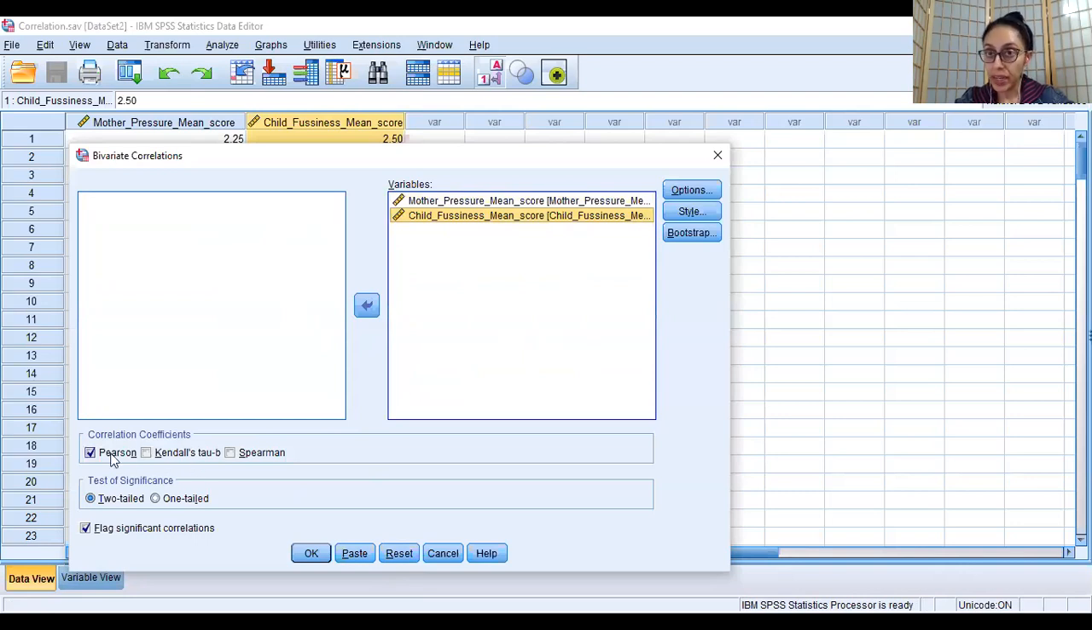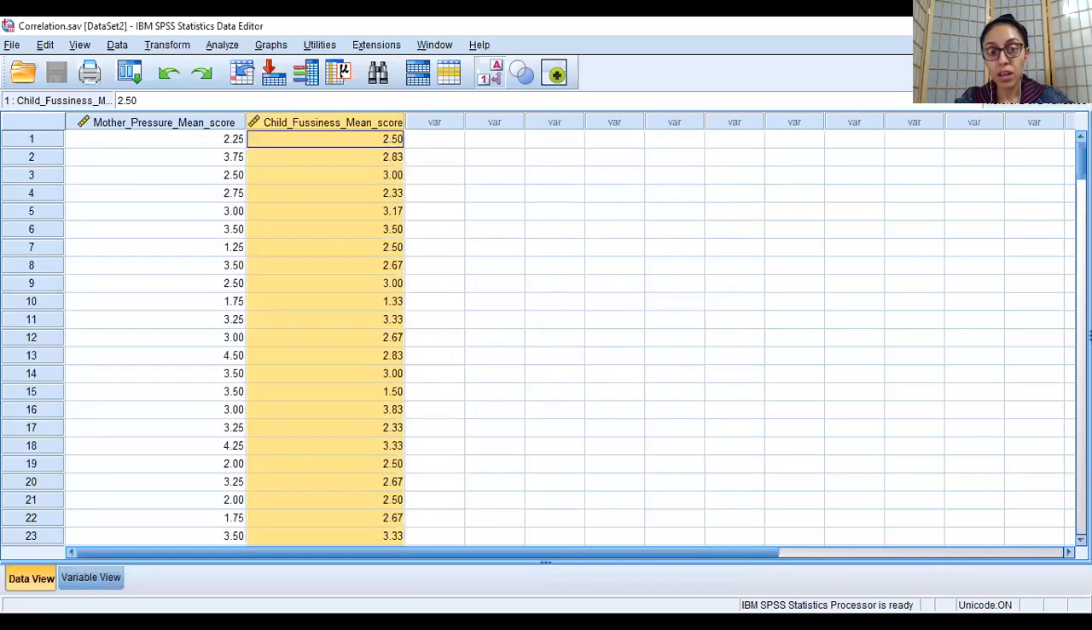Pearson's is automatically ticked for you. You don't have to do anything about it. Everything else is done. You just have to do one thing: bring your variables to this side. That's it. This is as simple a test as possible. And then you press OK. And now we will look at the output. I have to share the output with you.